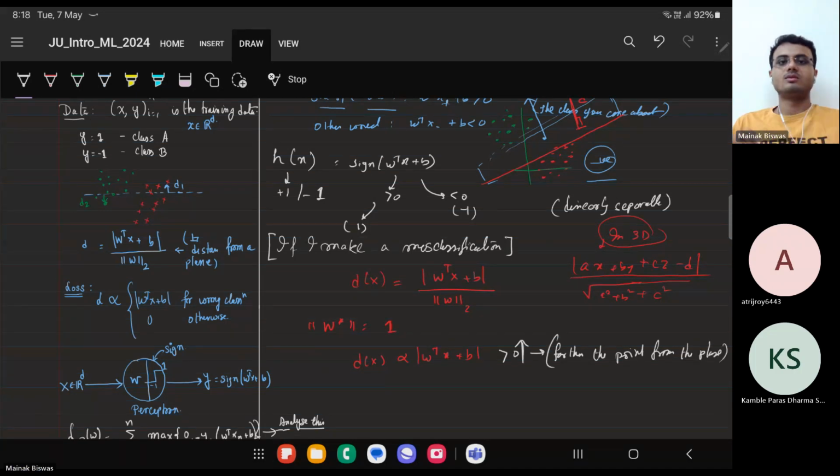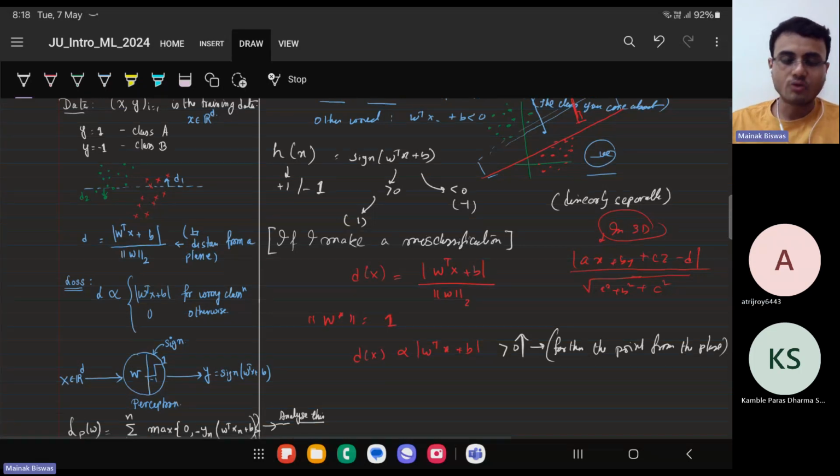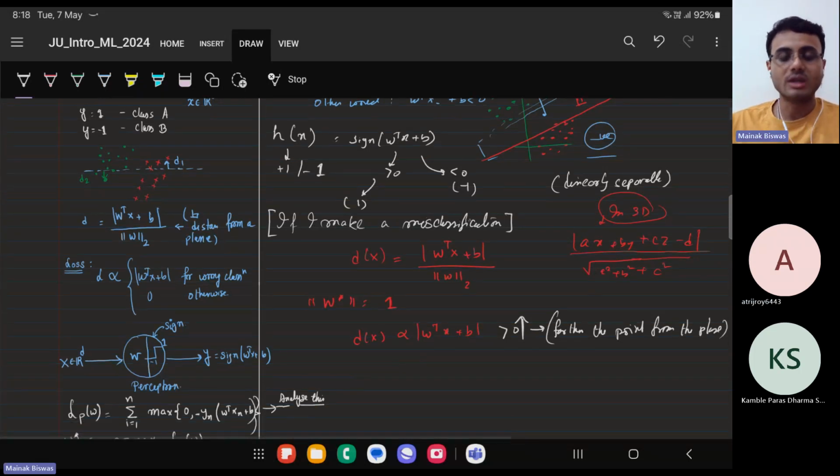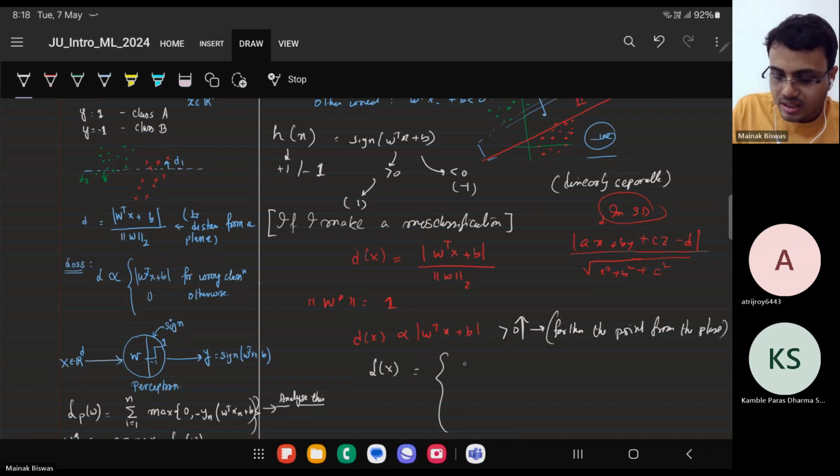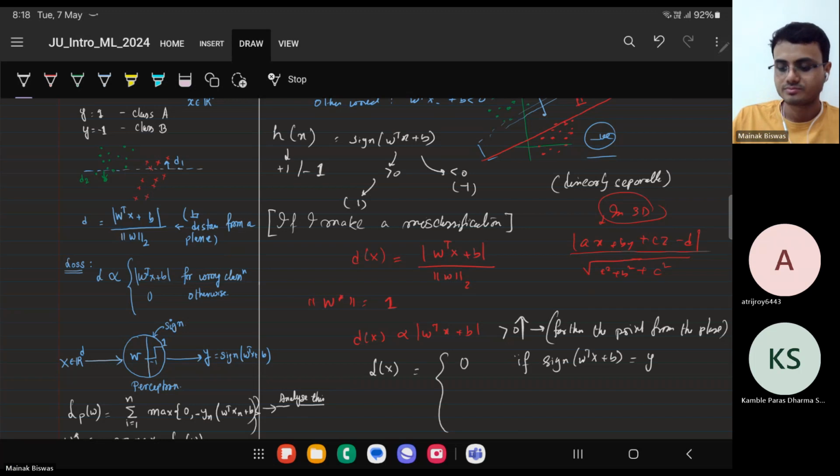Do you agree? The greater the value is, the farther the point is from the plane. Yes. So what would you like to do in this case? If it is already in the correct class, then you don't want to penalize the model. That's the idea, right? So the idea is zero loss if your d of x, or sign of W transpose X plus B, is equal to Y. Yes or no? If it is equal to the label Y.